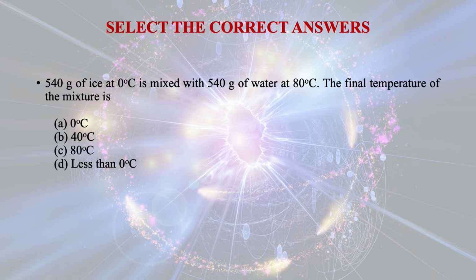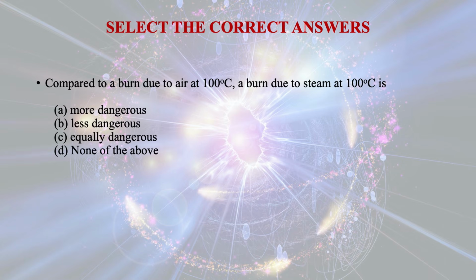And the next question is this: compared to a burn due to air at 100 degree centigrade, a burn due to steam at 100 degree centigrade is which? The options are more dangerous, less dangerous, equally dangerous, and none of the above. See, the heat contained by the steam at 100 degree centigrade is more than the heat content of air. So the burn due to air at 100 degree centigrade will be less dangerous. So more dangerous will be the burn due to steam at 100 degree centigrade.